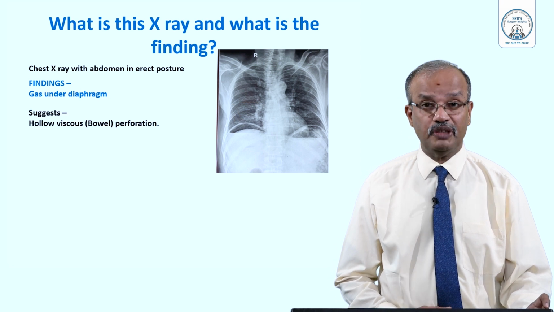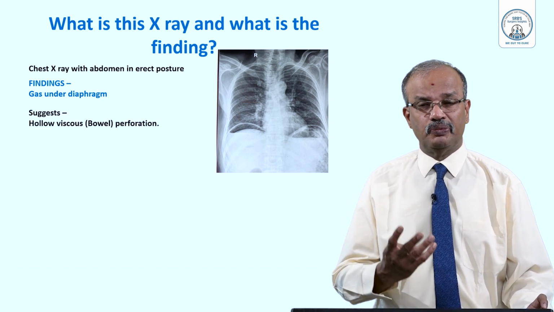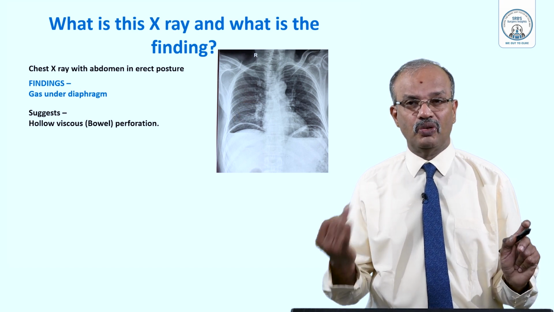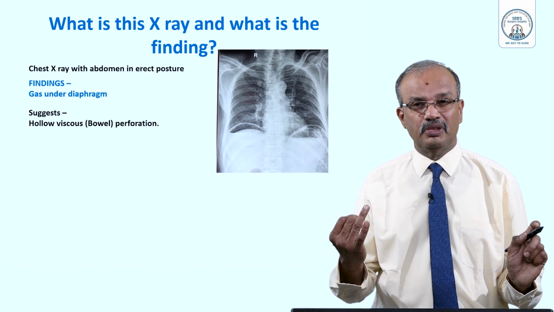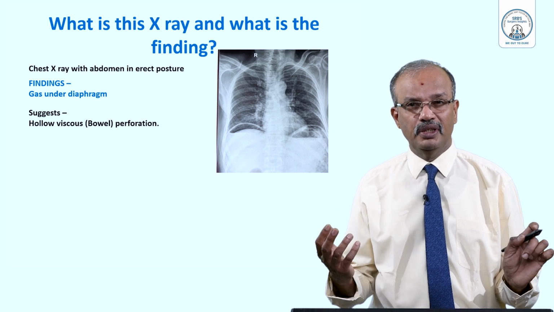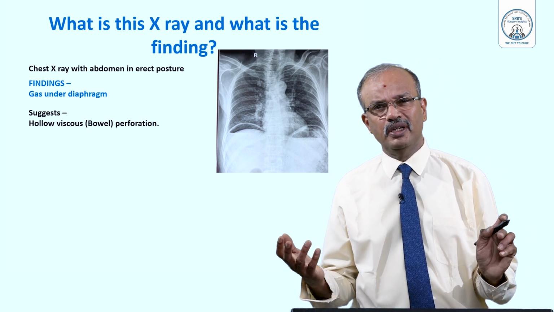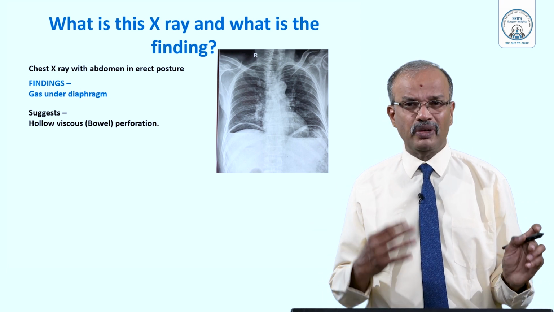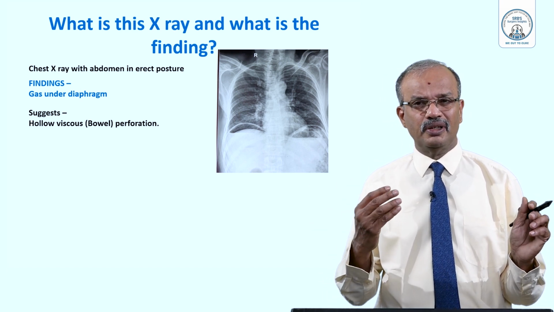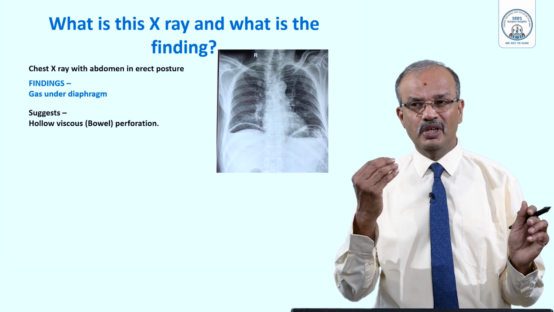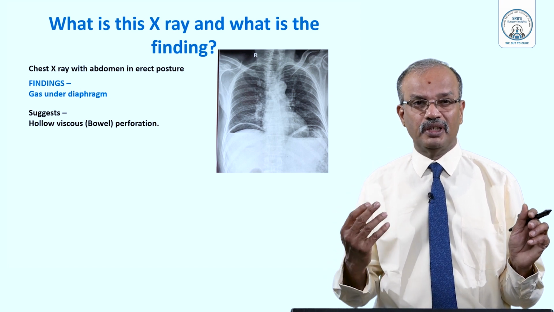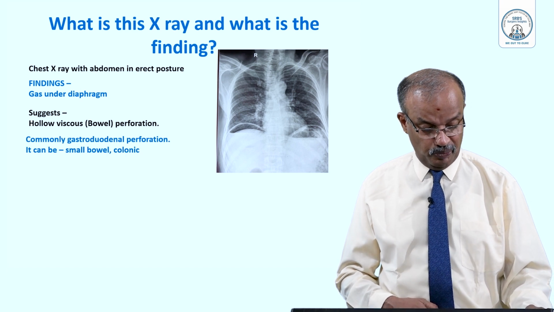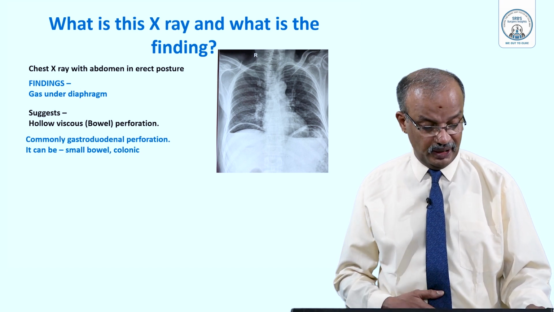So it suggests hollow viscus perforation, maybe anywhere. Duodenal ulcer perforation, gastric ulcer perforation is very common. Then small bowel perforation, maybe trauma or typhoid perforation, ileal perforation, sometimes tuberculosis, amoebic, gangrene, so many perforations, or colonic perforation. Remember, appendicular perforation can occur, but it doesn't cause much gas under diaphragm, because gas leak is very less in appendix perforation. So gas leak may not be there. So commonly gastroduodenal perforation. It can be small bowel, colonic.